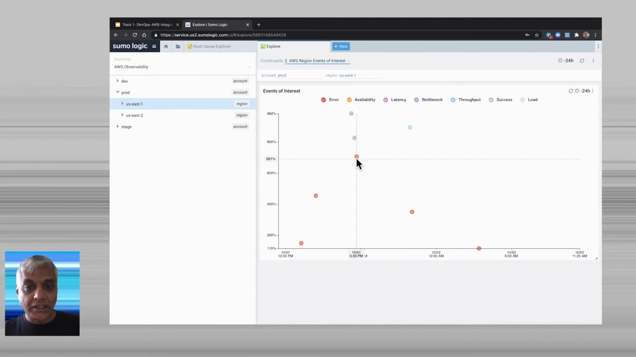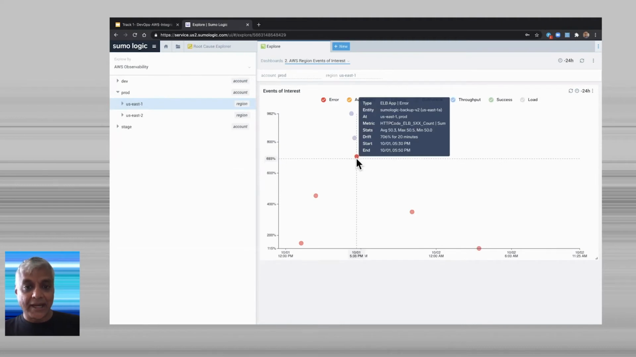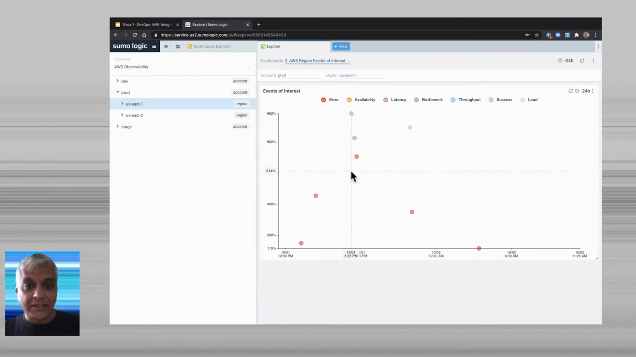Now, each dot in this scatter plot represents a single entity on which there is a particular metric that is spiking from the expected value after factoring for periodicity. The x-axis represents the timeline, like we spoke about previously. Now, what is going on?